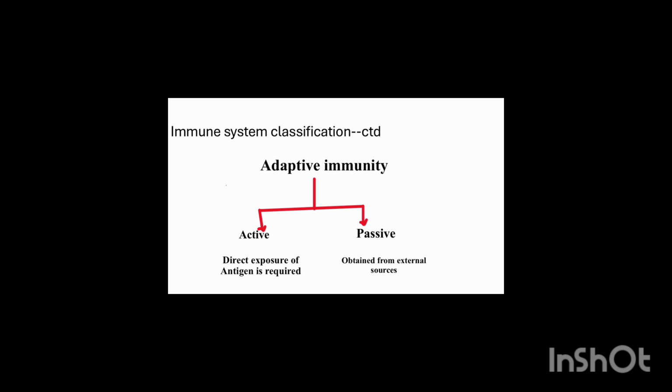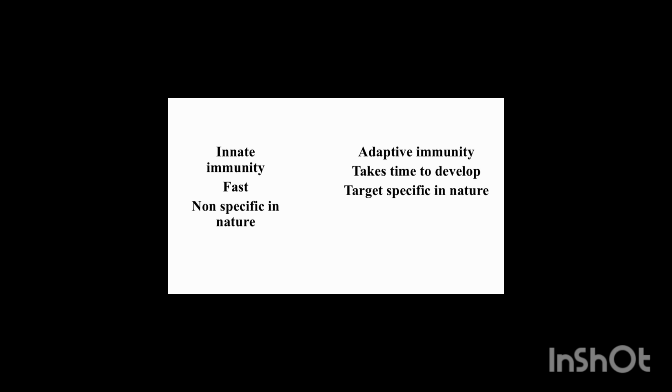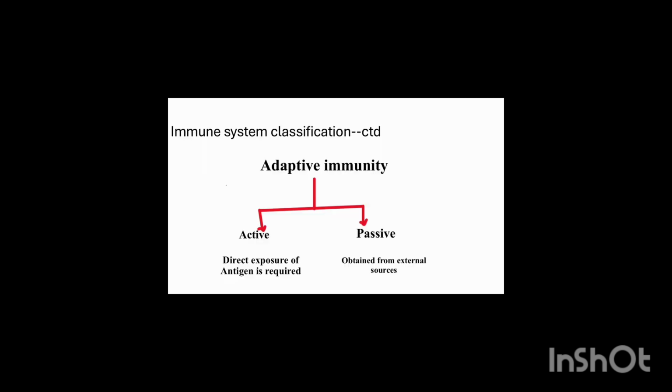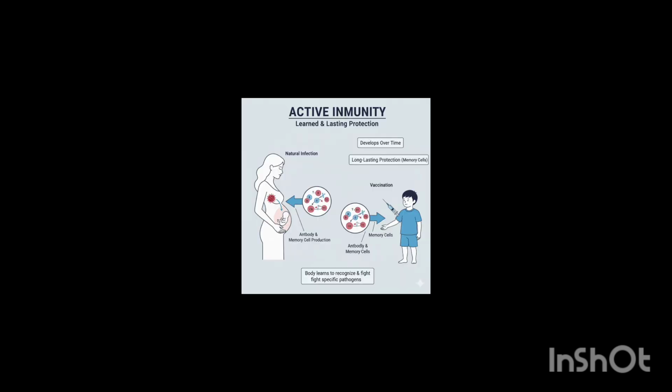Similarly, the body specifically targets the foreign elements and arranges for their neutralization. So, adaptive immunity is target specific. Innate immunity is not target specific, or non-specific. Adaptive immunity is target specific. Adaptive immunity can be classified into two categories: active and passive. In active immunity, the body identifies the offender and then initiates a response to counter them.